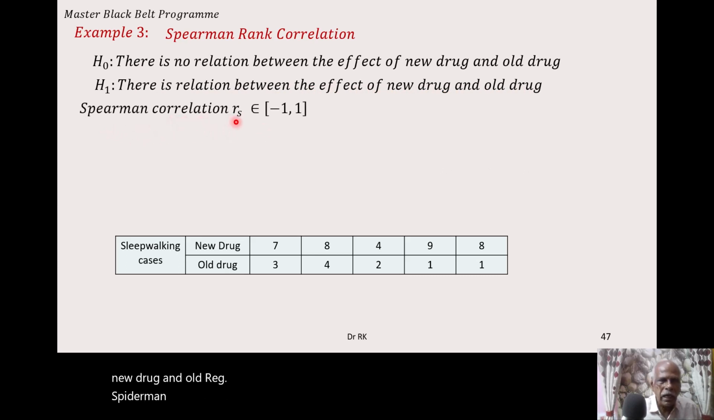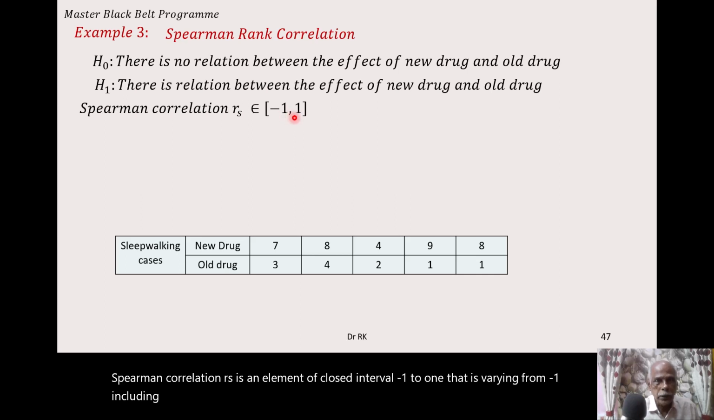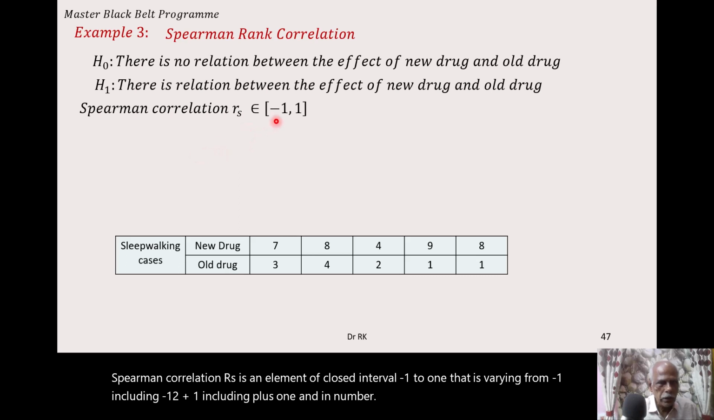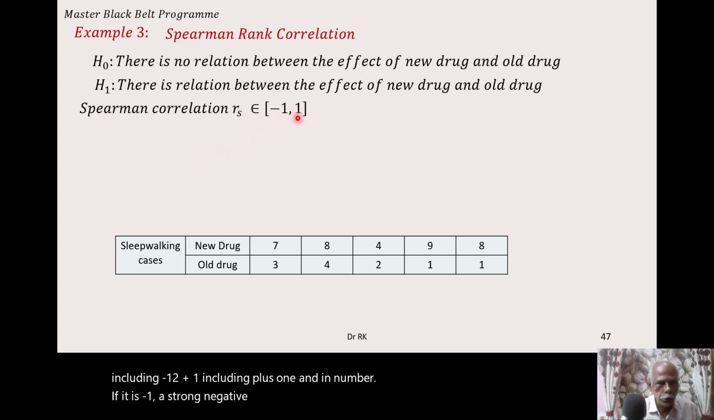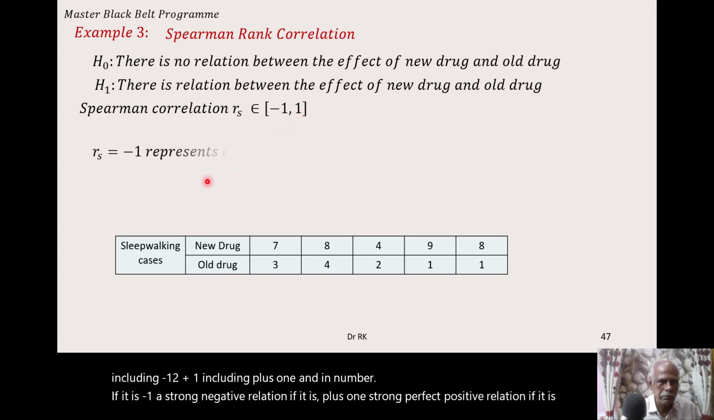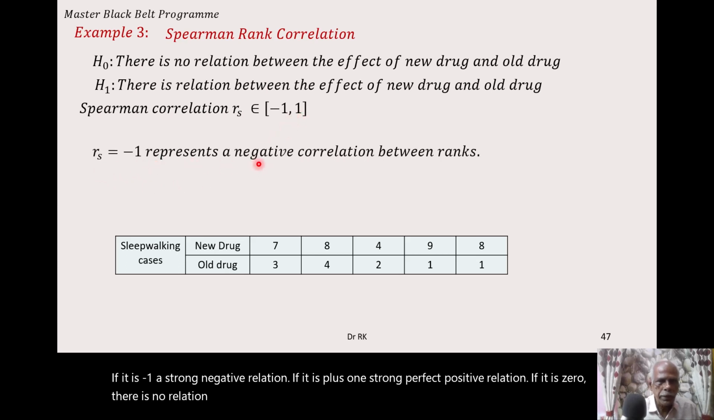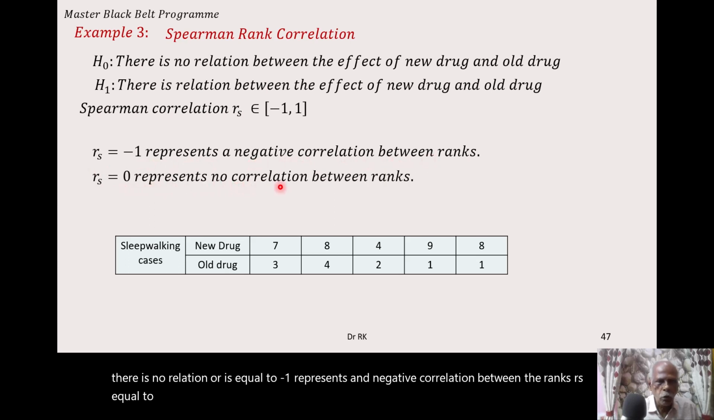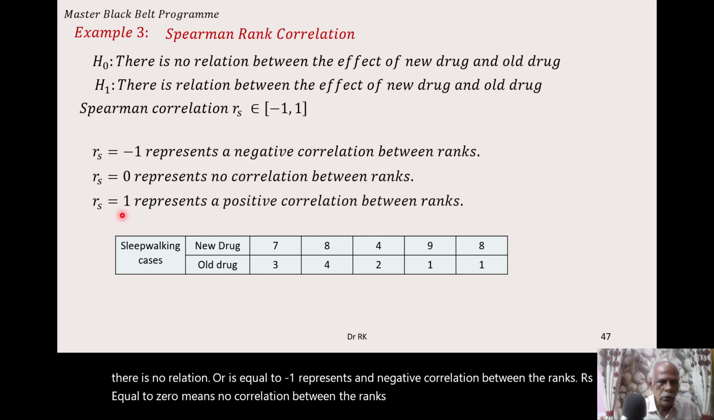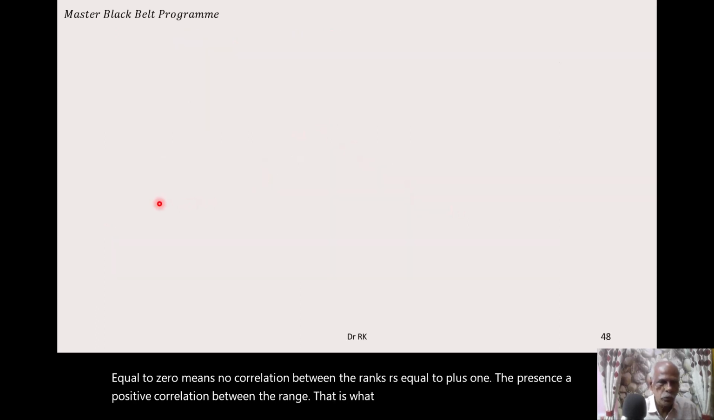Spearman correlation, RS, is an element of the closed interval -1 to 1. That is varying from -1, including -1, to +1, including +1, any number. If it is -1, a strong negative relation. If it is +1, a strong, perfect, positive relation. If it is 0, there is no relation. RS equal to -1 represents a negative correlation between the ranks. RS equal to 0 means no correlation between the ranks. RS equal to +1 represents a positive correlation between the ranks. That is what I said.